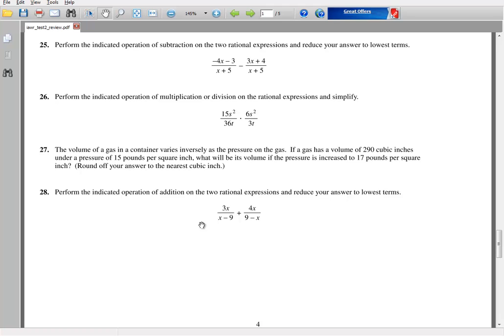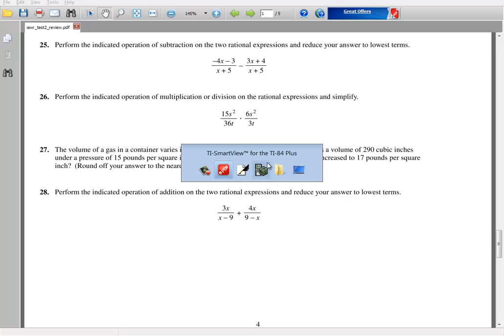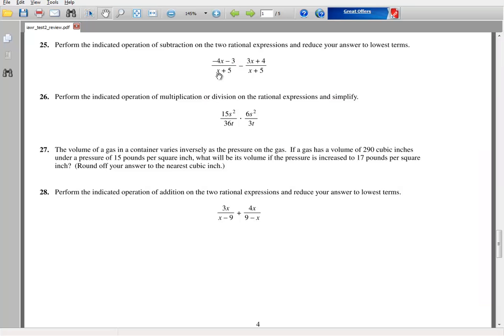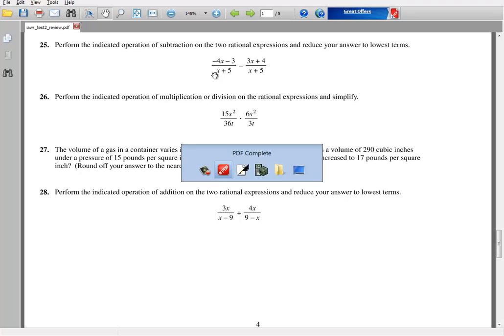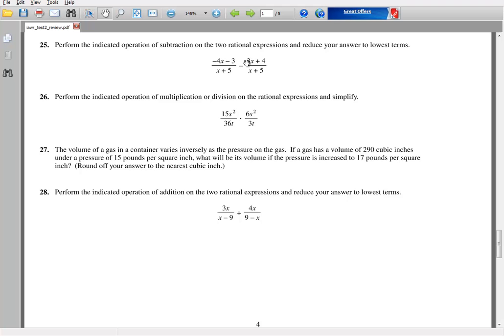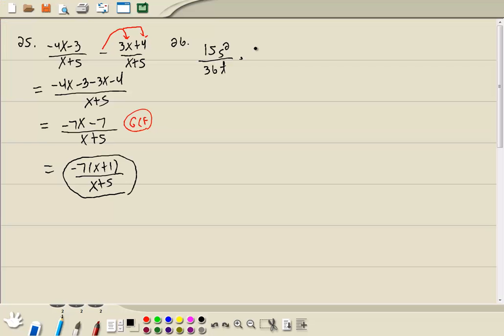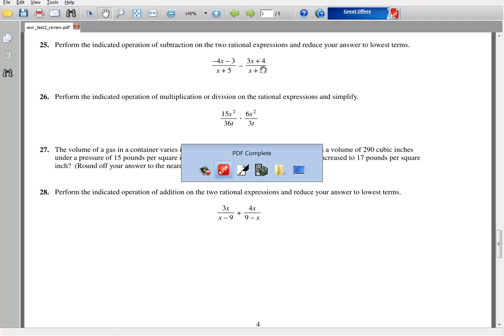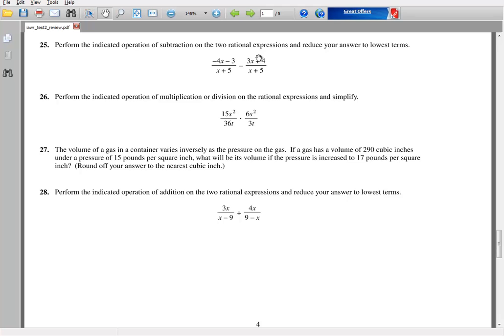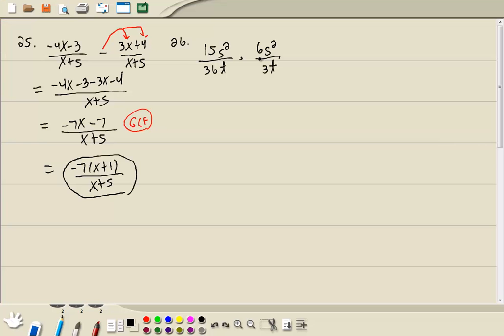26. Perform the indicated operation. So we've got 15s squared over 36t, divided by 6s squared over 3t. These are like my worst variables ever. Instructions say to perform the indicated multiplication or division and simplify the rational expressions.